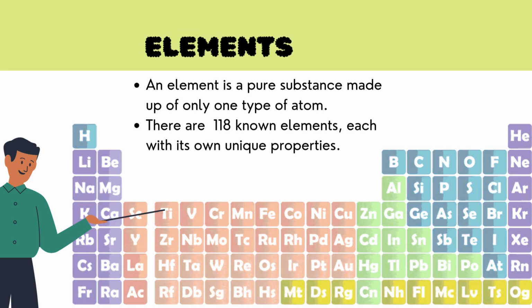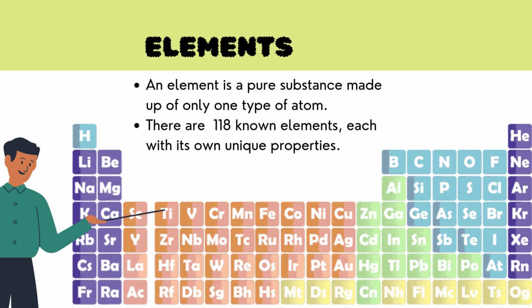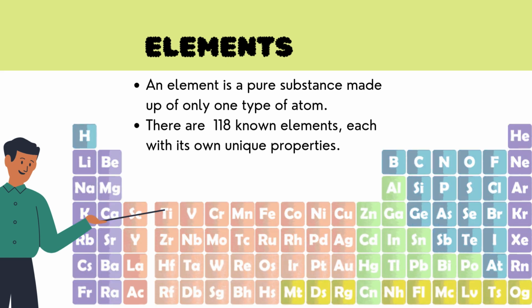Elements. An element is a pure substance made up of only one type of atom. There are 118 known elements, each with its own unique properties.